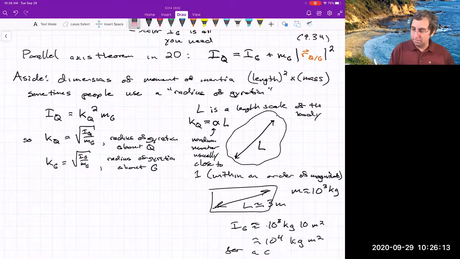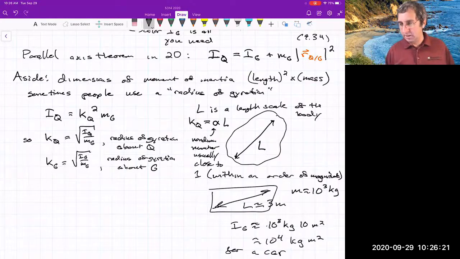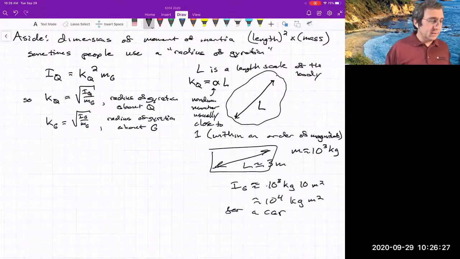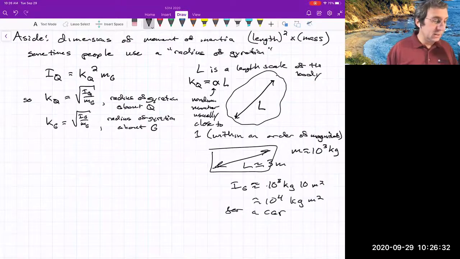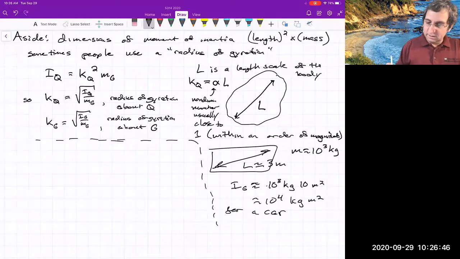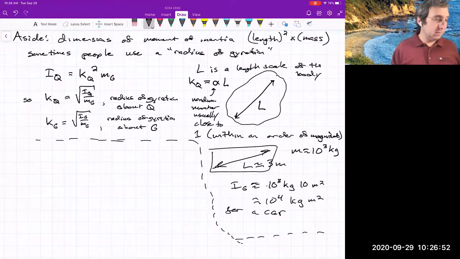Some things are easier to estimate than others. Moment of inertia, just order of magnitude. I think it'd be cool to have a whole class called order of magnitude physics for engineers, but I have other things I'm doing. All right. So this is kind of a side, like I said. I do mention the radius of gyration in one of the homework problems, so I figured I should put it in here.